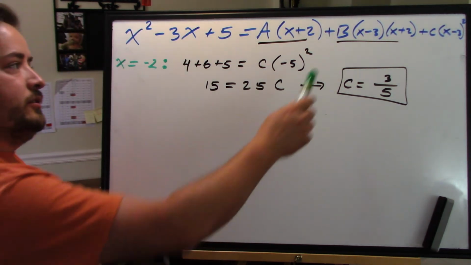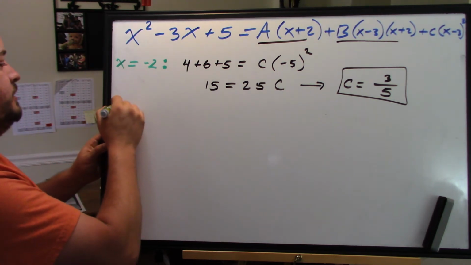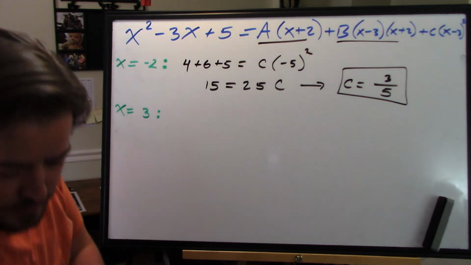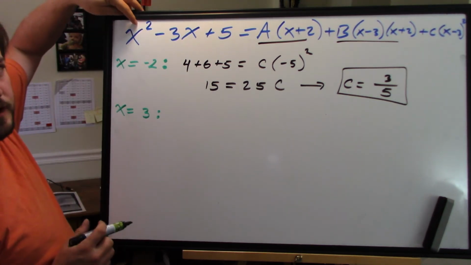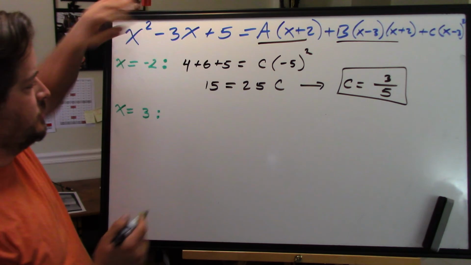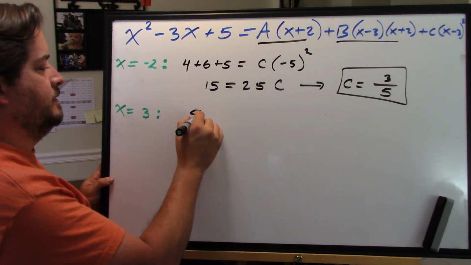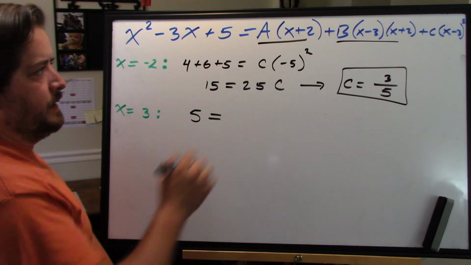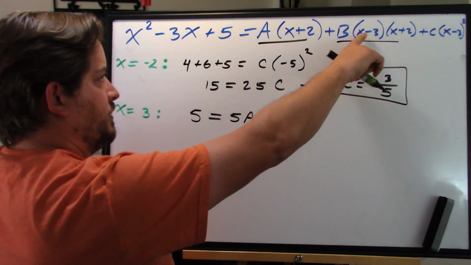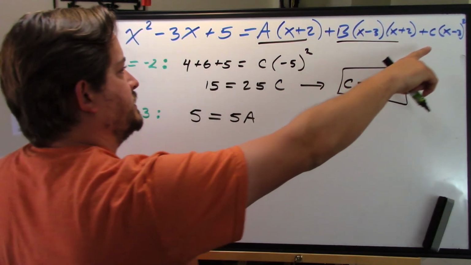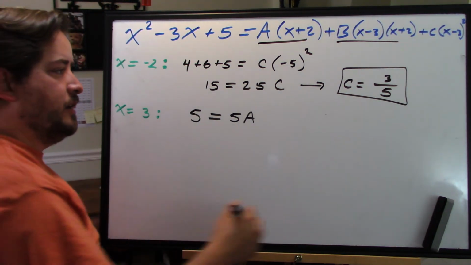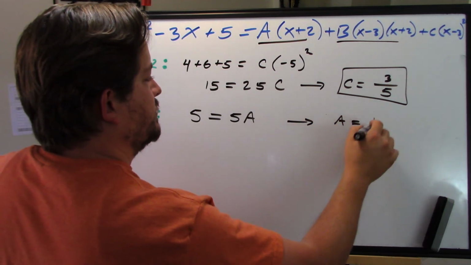And the next one I want to use is x is equal to 3. If x is equal to 3, then plugging in 3, I get 3 squared is 9, but -3 times 3 is -9, so this cancels out and leaves me with just a 5 on the left-hand side. Here I've got 3 plus 2 is 5 times a, so I have 5a. The 3 minus 3 gives me a 0, so the b term cancels out. 3 minus 3 is 0, so the c term cancels out. And that's it. I've got 5 equals 5a. Divide by 5, and a is 1.